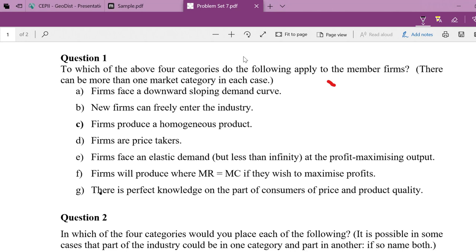Perfect competition? Monopoly? Oligopoly? Exactly, monopolistic competition. Now, there are characteristics. These are characteristics of these different categories of market structure. So, first one, firms face a downward sloping demand curve in which market structures?